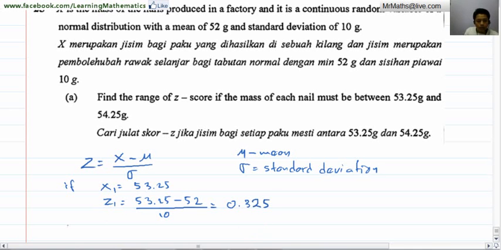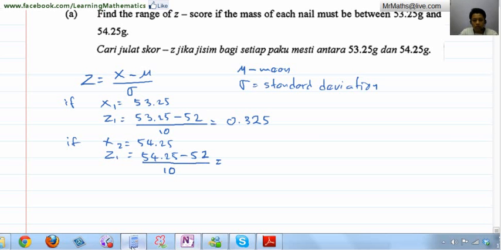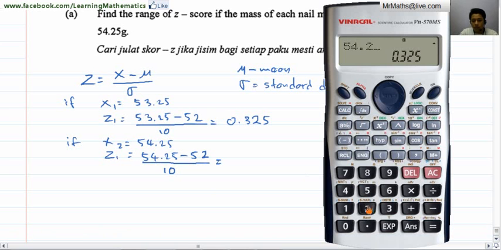Okay, if x2 now is 54.25, then z2 is 54.25 minus 52 divided by 10, and that comes up to 54.25 minus 52 divided by 10, 0.225.